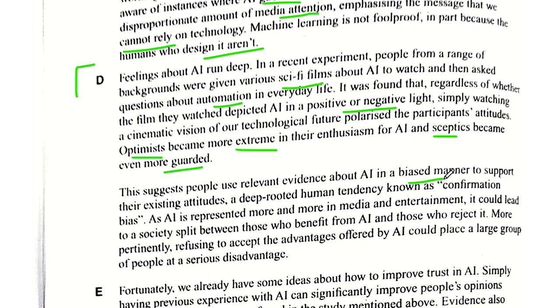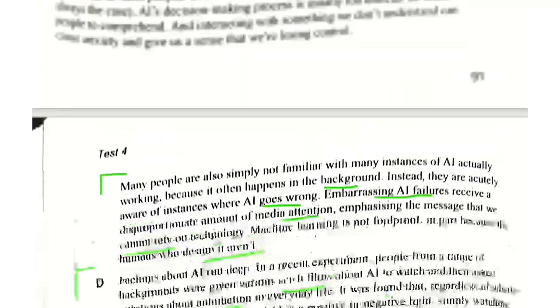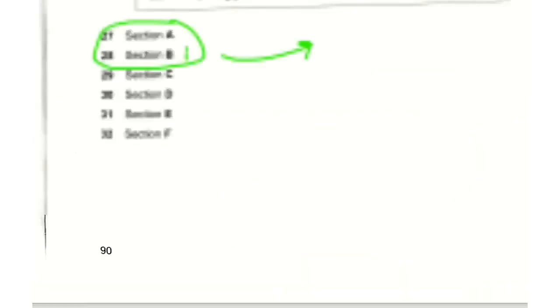As AI is represented more and more in media and entertainment, it could lead to a society split between those who benefit from AI and those who reject it. More pertinently, refusing to accept the advantages offered by AI would place a large group of people at a serious disadvantage. So now we'll be looking at the matching headings.